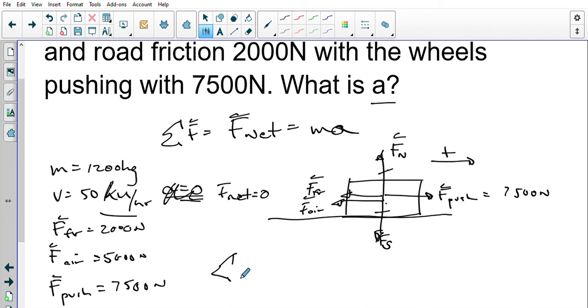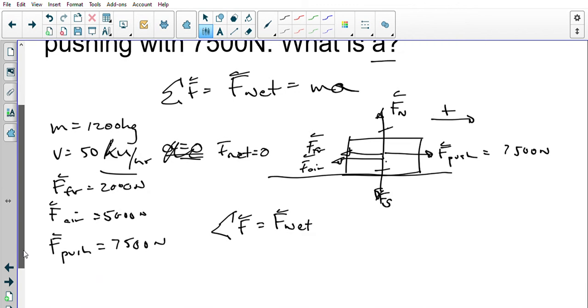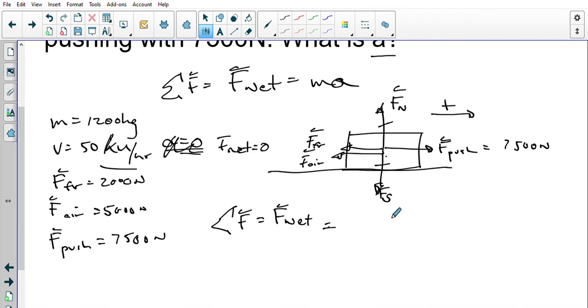And so we want to take a look at the sums of our forces, and that's what we're saying is our F net. So what forces do we have? Well, we have the force of our push, we have our force of friction, and we have our force of the air friction. And that will be equal to our mass times our acceleration. So what's the force of our push? Well, that's equal to 7,500 newtons.